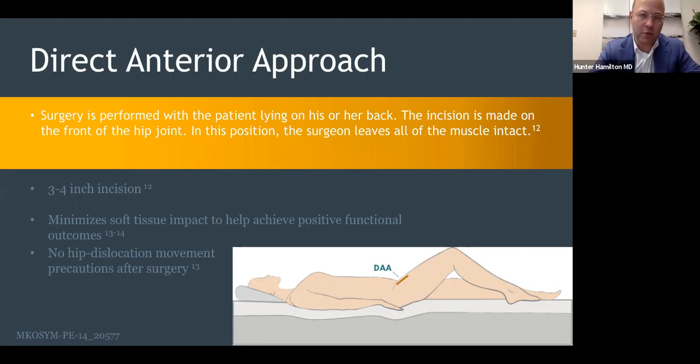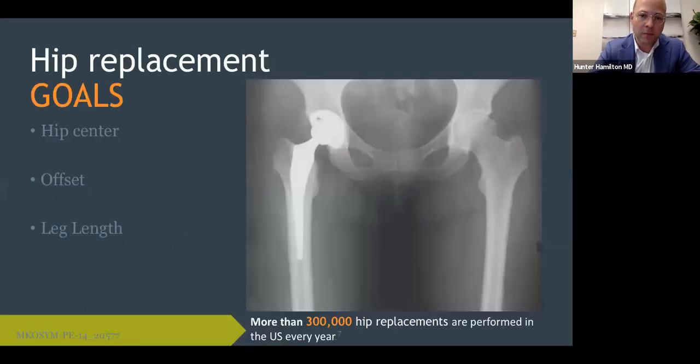I think studies would support that over the first 2 to 4 weeks, there's a significant improvement in rehab potential and a decrease in overall pain coming out of the OR. Ultimately, the goals of hip replacement, or the 3 main goals we have, are going to be restoring the hip center, which is the center of rotation within your hip. We want to put that back to the way God made you, essentially.